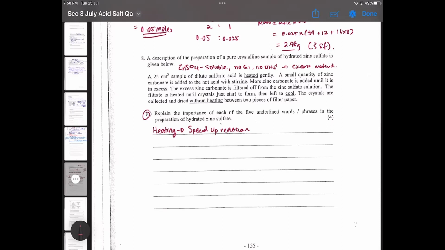Okay, next. After we add in the carbonate and all, why do we want to stir? I didn't put this stirring into the notes itself because it's really not that critical. With the stirring, it helps you to mix the reagents better together. So this also helps you to enhance the reaction.